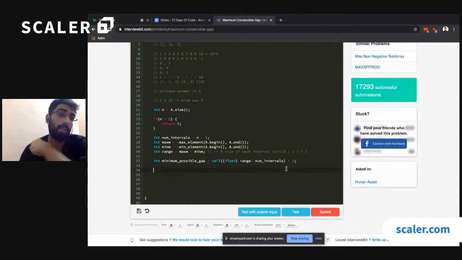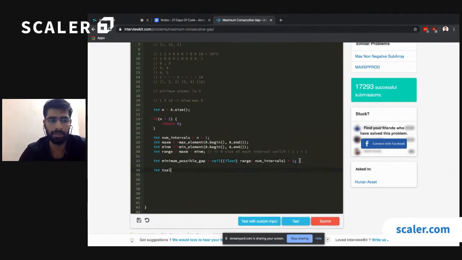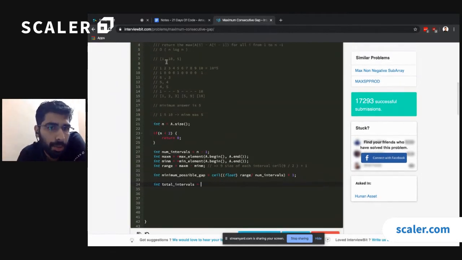So let me create. Okay. But how many intervals will be there? So this is the minimum possible gap. So each interval will be of that size. Okay. So the total number of intervals will be equal to range plus 1, right? Because all these numbers, there are a total of 10 minus 1 plus 1, which is 10 numbers in the range of 1 to 10. So I have to divide those 10 numbers in n plus 1 numbers, basically.